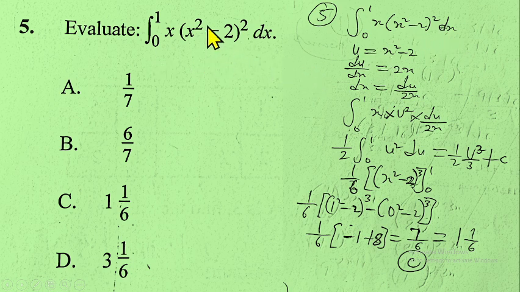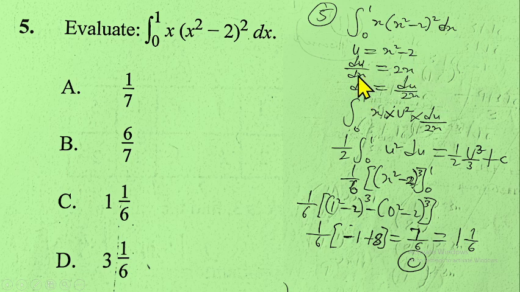And how do we do that? By calling what you have in the bracket, u. u is equal to x squared minus 2. So you can differentiate u with respect to x. That means you have du/dx is equal to 2x. If you differentiate x squared, it gives us 2x. If you differentiate minus 2, it gives us 0, because minus 2 is a constant.